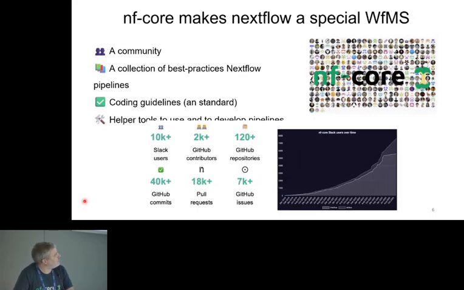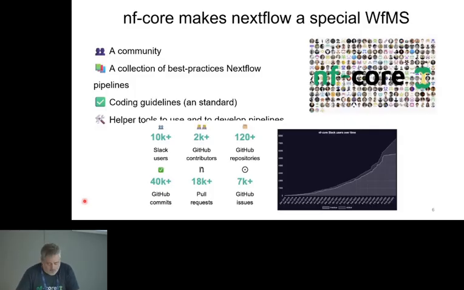And here on the bottom, I'm showing you the size of the current community. You can see that we have reached more than 10,000 Slack users. And actually, 2 months ago, we reached 12,000 Slack users. Slack is our main communication platform. We use it to discuss how we develop the pipelines, how you can use the pipelines, and so on and so forth.